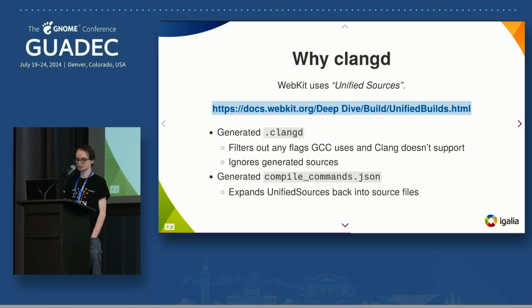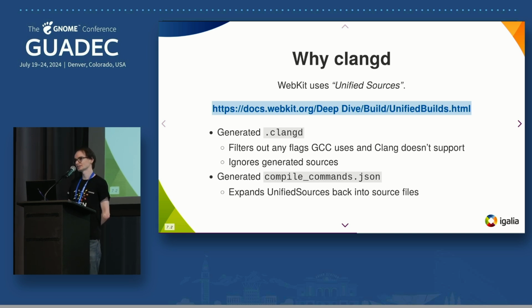Whatever editor you choose to use, we recommend ClangD for the C++ integration. The main reason is that WebKit uses a complicated build system solution called unified sources. It combines about 8 source files into one source file at build time, which reduces the number of files you have to compile by 1/8. So it significantly speeds up compilation time for such a large code base.